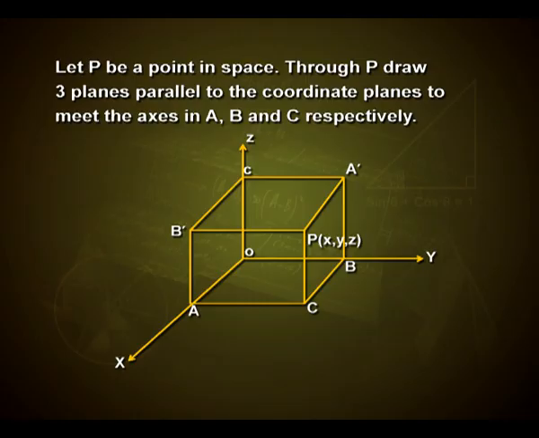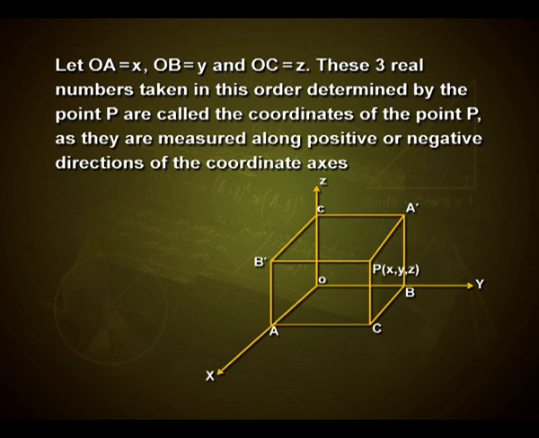Now, let P be a point in space. Through P, draw three planes parallel to the coordinate planes to meet the axes in A, B and C respectively. Let OA be equal to x, OB equal to y and OC equal to z. These three real numbers taken in this order, determined by the point P, are called the coordinates of the point P, as they are measured along positive or negative directions of the coordinate axes.